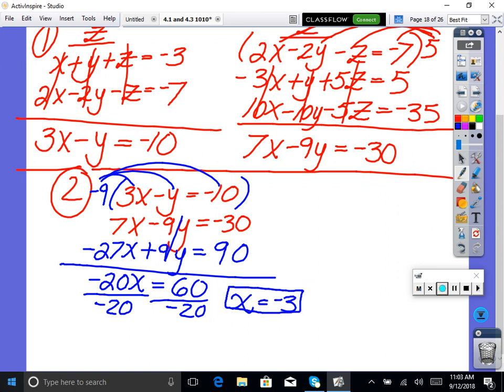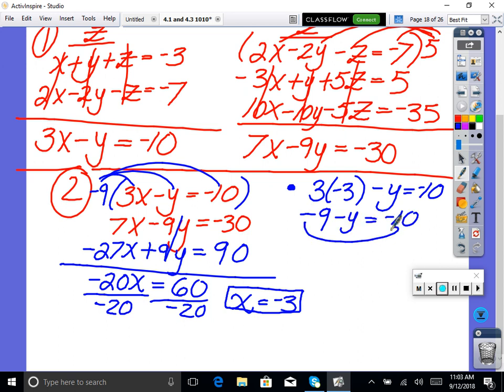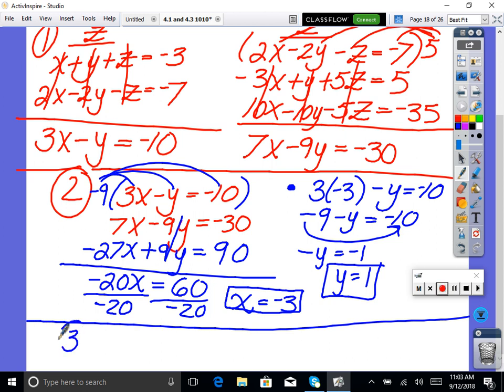Now we're still in step 2. We're just solving for the other variable. So it looks like we're going to be solving for y. Plug it back into an original bulletin point. So we have a 3x, so that's 3 times negative 3, since we know x is negative 3, minus y equals negative 10. So we have negative 9 minus y equals negative 10. Adding 9 over, we'll have negative y equals negative 1, I believe. Yes, and then y equals 1. Circle that.